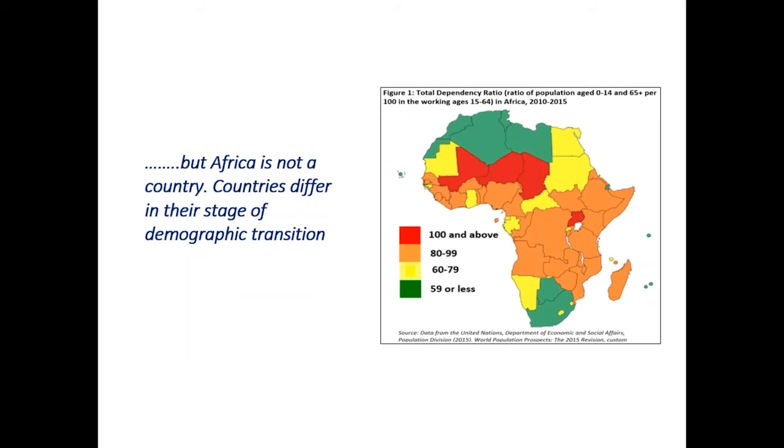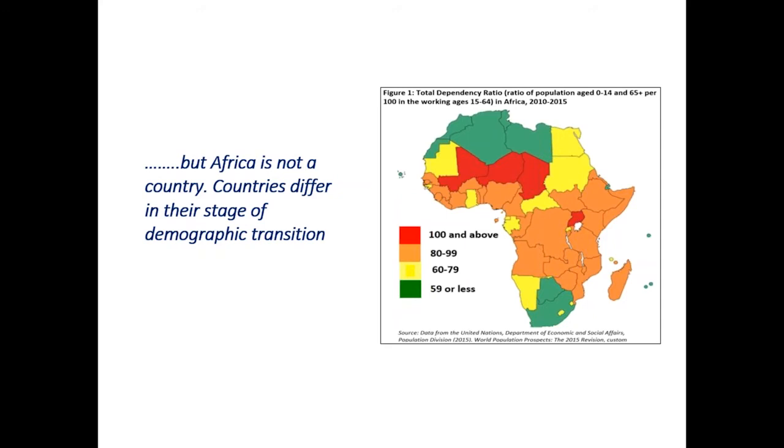The other thing to note, just talking about Africa, is that Africa is not a country. We know that there is quite a bit of variation in fertility rates in Africa, and as a result, the dependency burden is also very variable. What you're seeing there is a total dependency ratio. So that's the ratio of the population within the age of 0 to 14 and 65 plus, relative to those in the working ages 15 to 64.